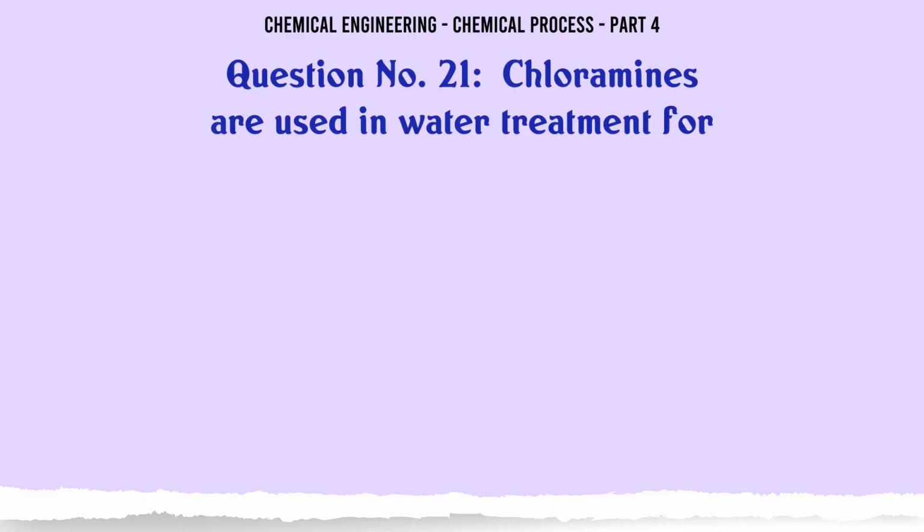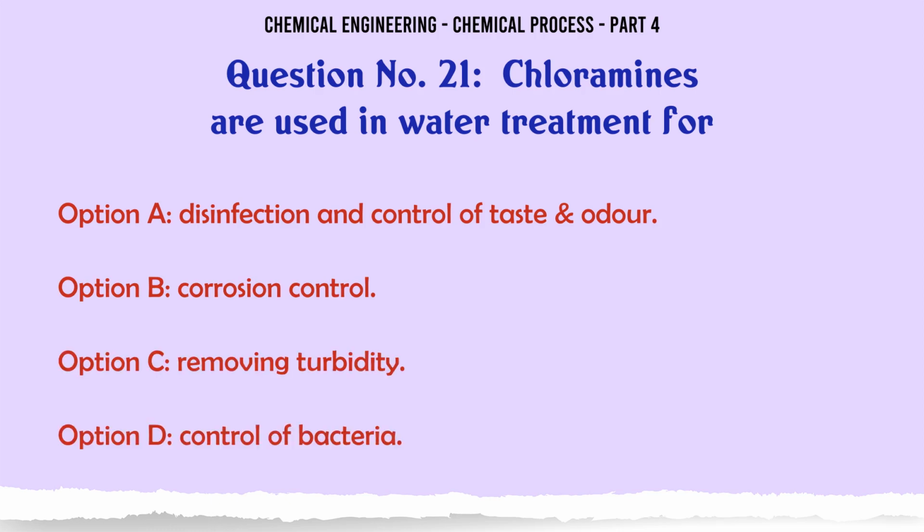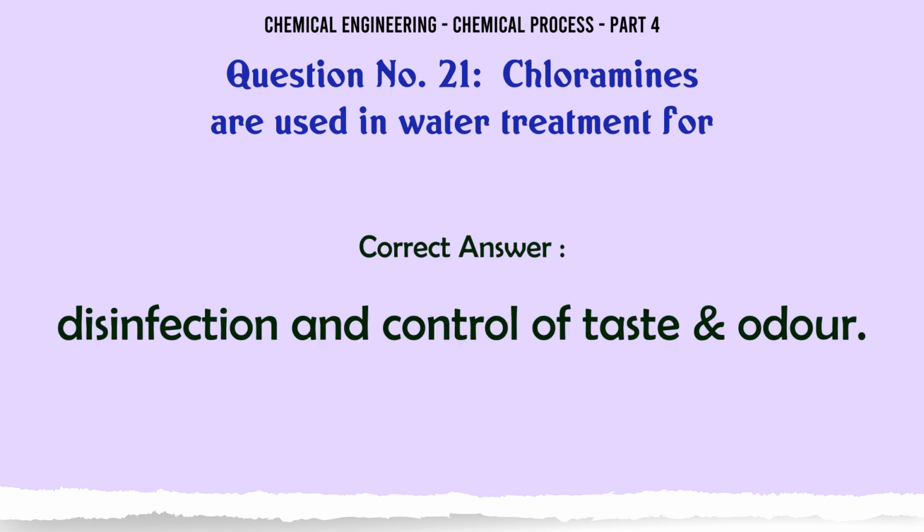Chloramines are used in water treatment for A. Disinfection and control of taste and odor. B. Corrosion control. C. Removing turbidity. D. Control of bacteria. The correct answer is disinfection and control of taste and odor.